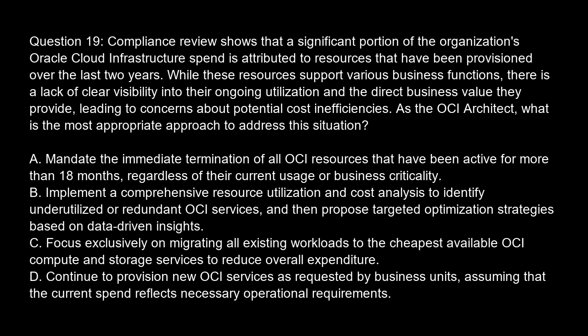Option A. Mandate the immediate termination of all OCI resources that have been active for more than 18 months, regardless of their current usage or business criticality. Option B. Implement a comprehensive resource utilization and cost analysis to identify underutilized or redundant OCI services, and then propose targeted optimization strategies based on data-driven insights. Option C. Focus exclusively on migrating all existing workloads to the cheapest available OCI compute and storage services to reduce overall expenditure. Option D. Continue to provision new OCI services as requested by business units, assuming that the current spend reflects necessary operational requirements.